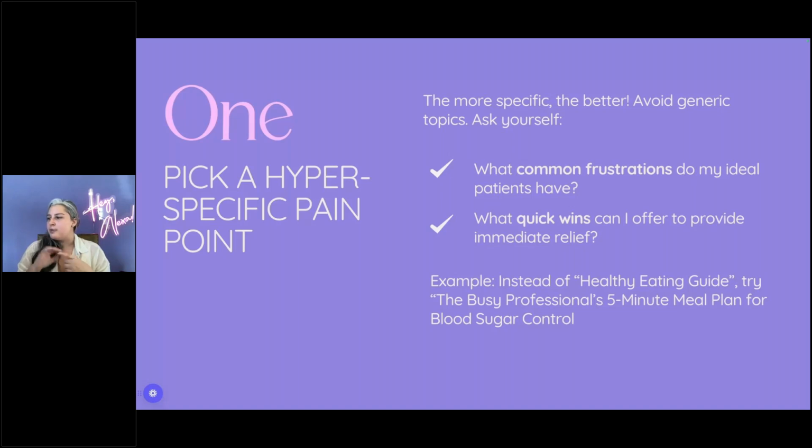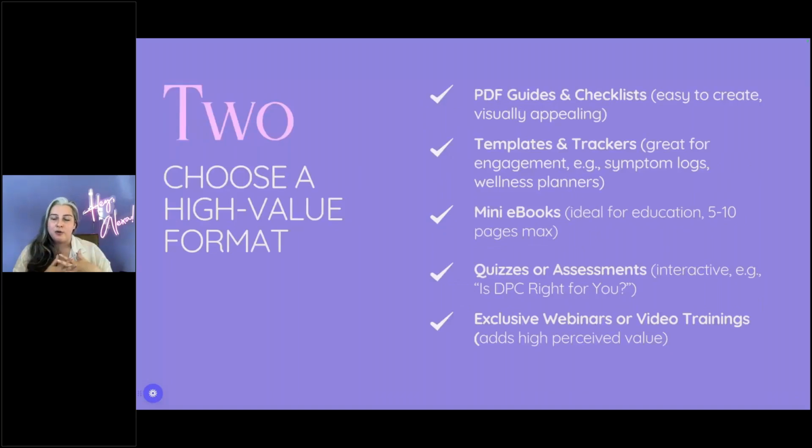Versus you can try "The Busy Professional's 5-Minute Meal Plan for Blood Sugar Control." Maybe someone's struggling with their blood sugar and they don't really have time to be planning out meals. If anything, I'm one of those people. I work a lot, and for me, it's easier to meal prep certain meals and just go get my lunch or my dinner out of the fridge that I have prepared previously. Creating content like that, it's like, hey, you're a busy professional, here are 5-minute meal plans that can help control your blood sugar. Step 2 is choose a high-value format.